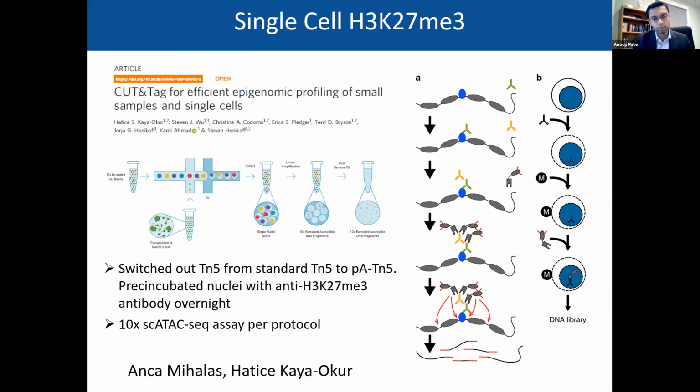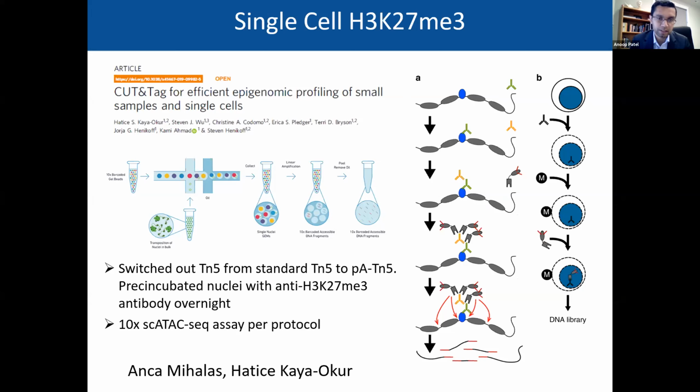So most of the rest of the talk is really less about the biology and more about the technical aspects of getting this to work, which I think is of a little bit more interest to this particular group. So we basically took the protocol that Hatice had developed in Steve's lab, and Anka Mahalas from my lab worked closely with her just to make some very simple modifications to the regular workflow to get this to work.